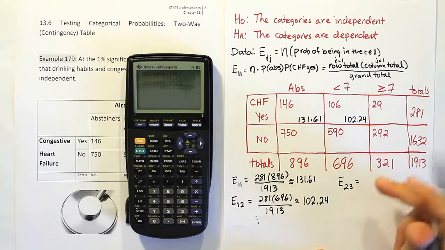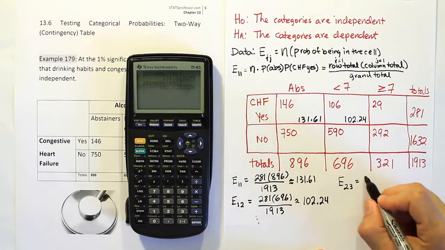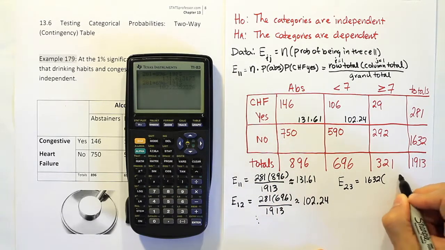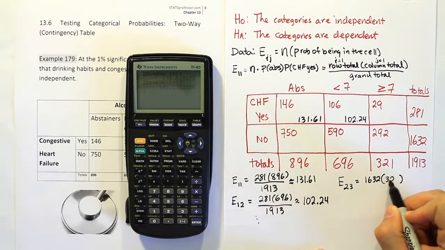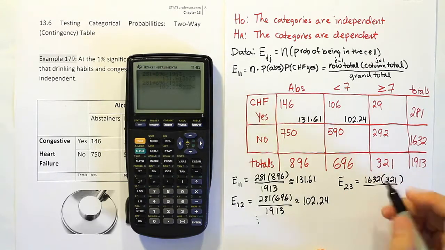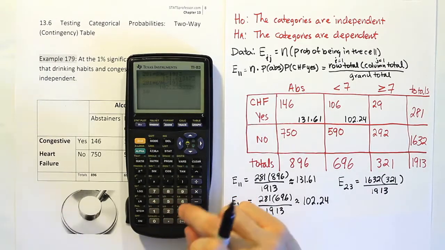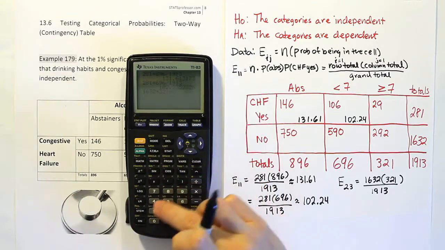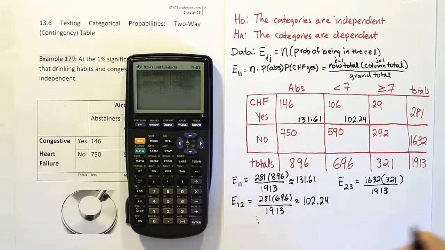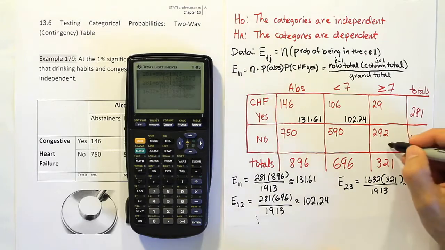And then to figure out the formula, it would be the row total for the second row. That row total is 1632 times the column total for the third column. That would be 321. Divided by the grand total, which is 1913. Alright, let's plug that in, see what we get. 1632 times 321 divided by 1913. And when we do that, we get approximately 273.85.